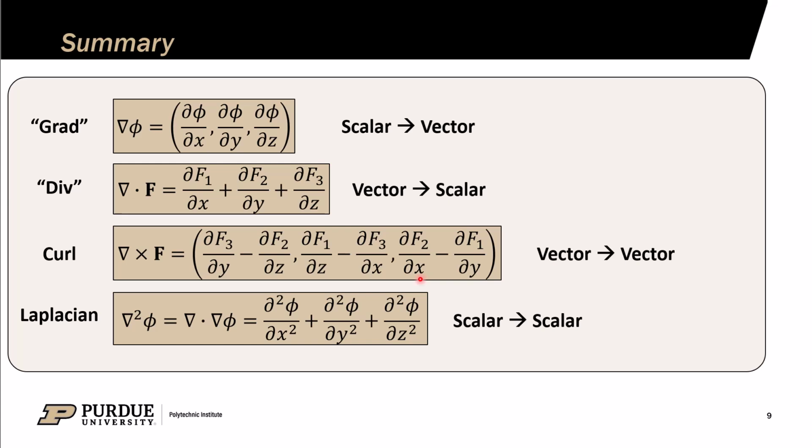Okay, and in summary, we covered 4 vector operations that use the del operator: gradient, divergence, curl, and Laplacian. You'll sometimes see or hear people refer to gradient as grad and divergence as div. When we took the gradient of a scalar field phi, we ended up with a vector. When we took the divergence of vector field f, we ended up with a scalar. When we take the curl of vector field f, we end up with a vector. And taking the Laplacian of a scalar field gives you a scalar.